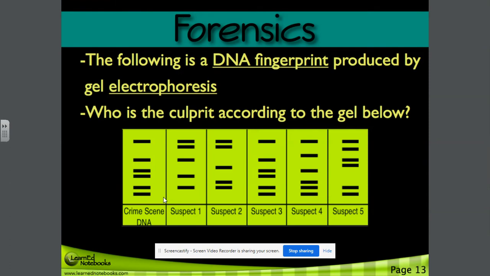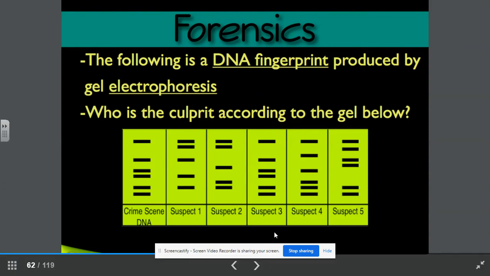Now, does that prove guilt or innocence? That is up to the detectives and all the people doing the investigation. That's up to them. But we can prove, looking at the evidence, that their DNA was found at the crime scene.